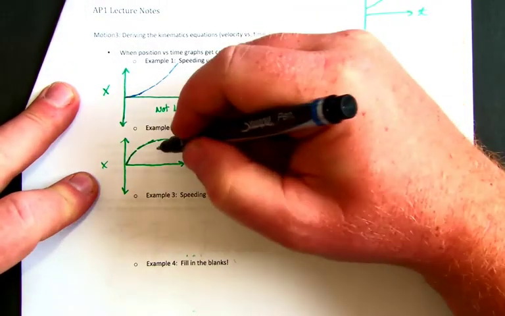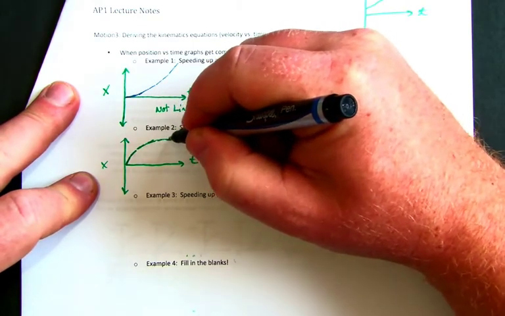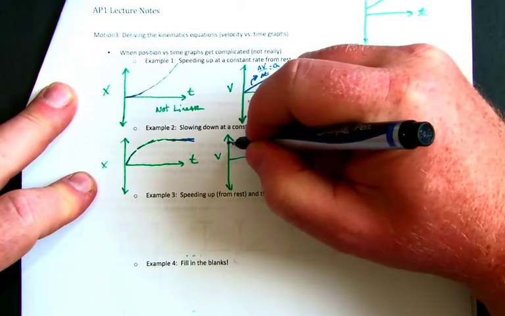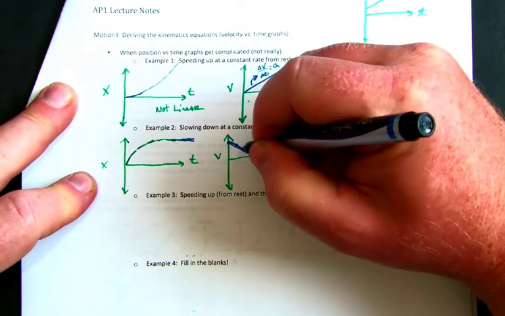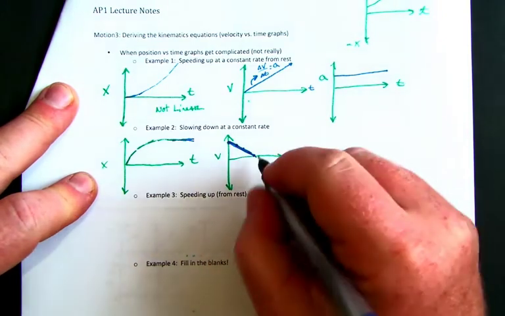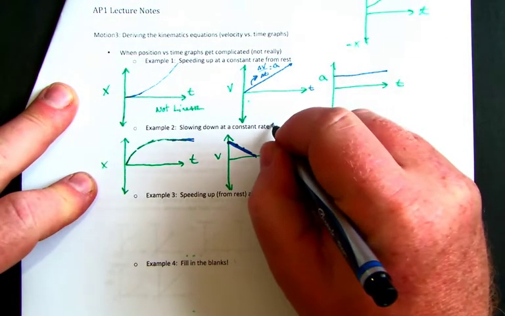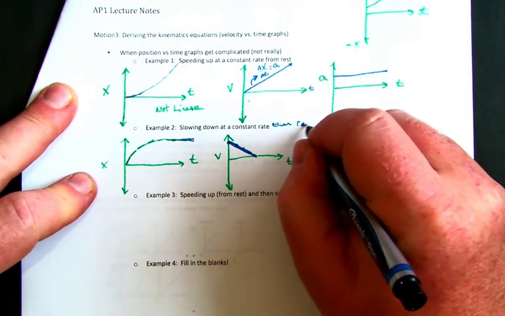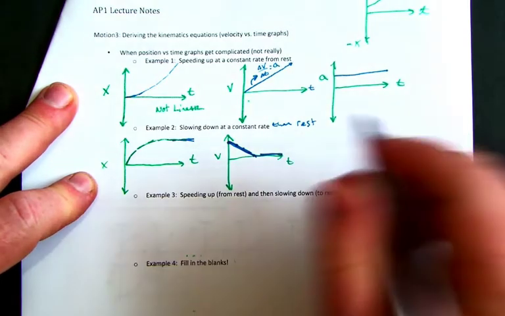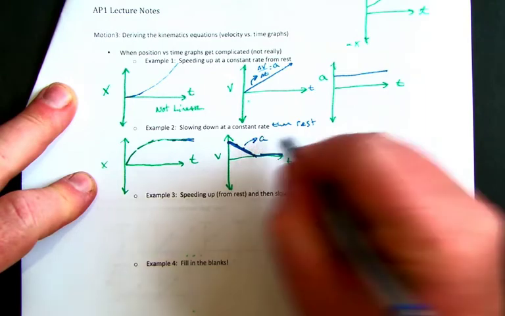So the way I drew this graph, it looks like it kind of straightens out over here to where now I have a slope of 0. So I would slow down at a constant rate, and then, let's say, then rest. So then after that, I would have a velocity just of 0. Okay? Now again, the slope of this line is my acceleration.